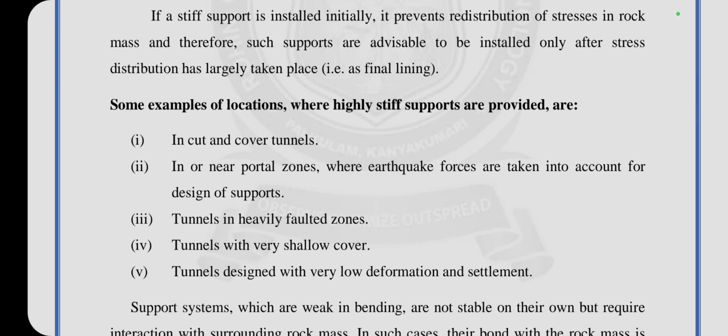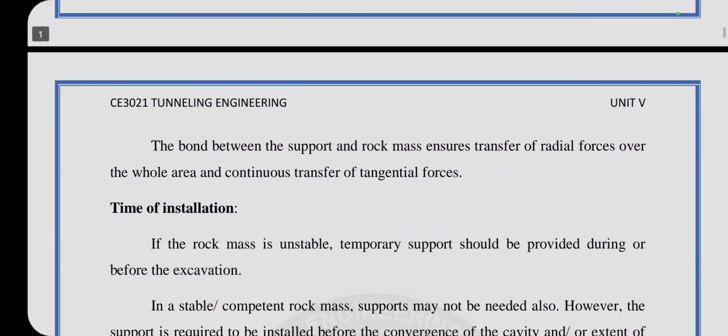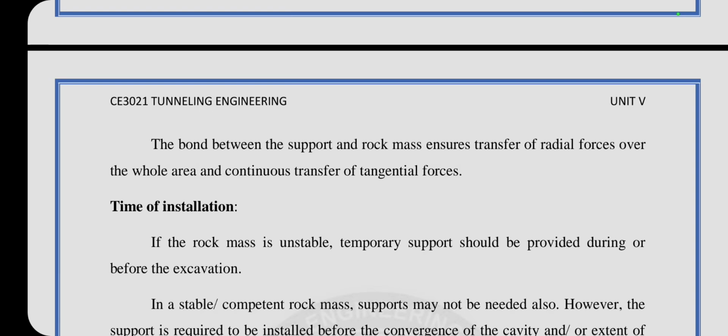Some examples of locations where highly stiff supports are provided: the first one is in cut and cover tunnels in or near portal zones, where earthquake forces are taken into account for the design of support; tunnels in heavily faulted zones; tunnels with very shallow cover; tunnels designed with very low deformation and settlement. The bond between the support and rock mass ensures the transfer of radial forces over the whole area and continues the transfer of tangential forces.